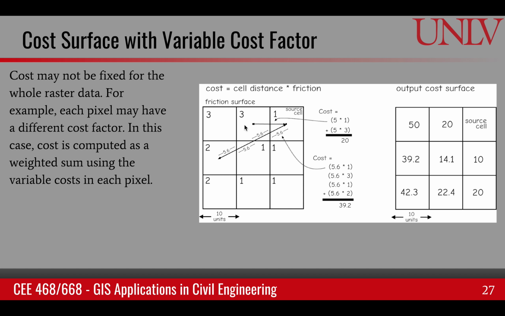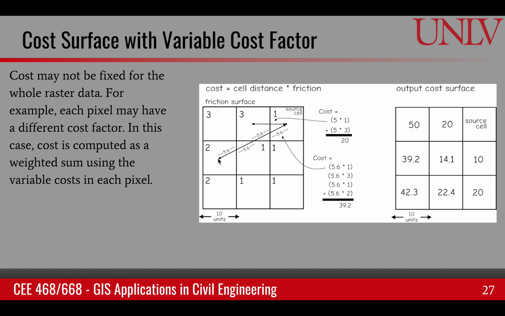Now if we were trying to get from this pixel to the source cell, then we know that half of its path is in this pixel and the other half is in this pixel. So the distance here times the cost here, plus the distance here times the cost here. So 1 times 5, which is 5 units, plus 3 times 5, so 20. That's the cost of going from here to here, or from here to here.